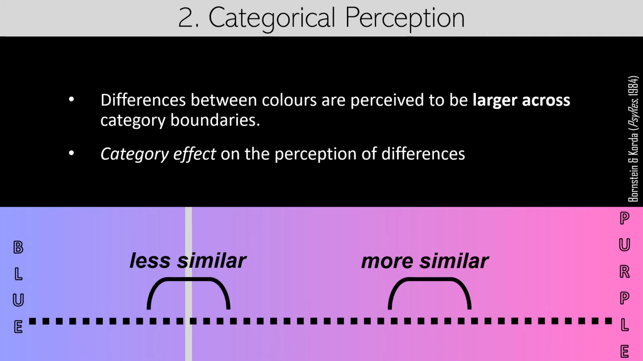According to the idea of categorical perception, color differences should be perceived as larger when the colors belong to two different categories than when they belong to the same. For example, two colors on either side of the blue-purple category here should appear to be more different or less similar than two comparable colors within purple. Hence, there should be a category-specific effect, or shortly category effect, on how we distinguish colors.